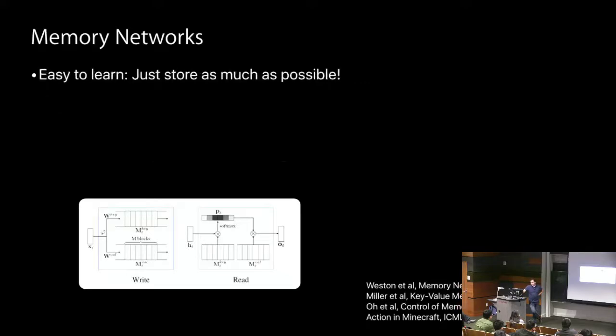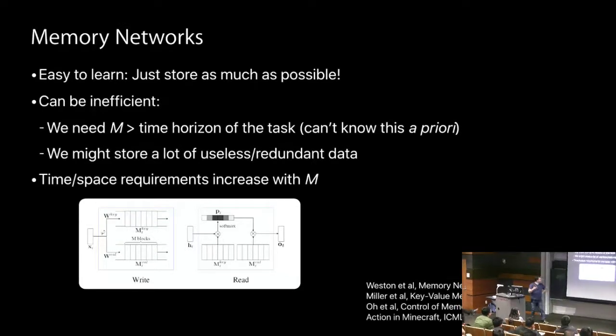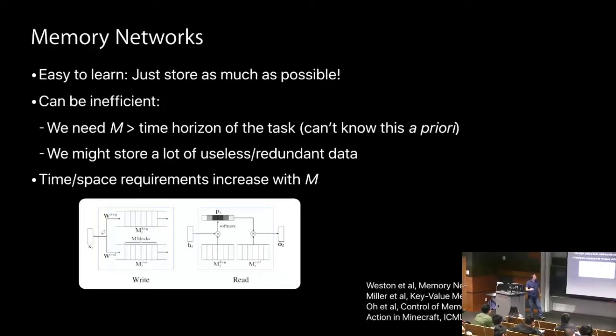So it's easy to learn. You basically store as much as possible, but it can be inefficient, right? So you need M, whatever you're storing, to be larger than the horizon of the task you're trying to accomplish, right? It's almost like when you're born, somebody sticks a camera on your forehead and you record your entire life, right? If you could do that, fine.